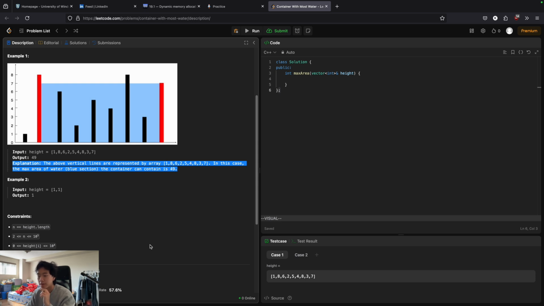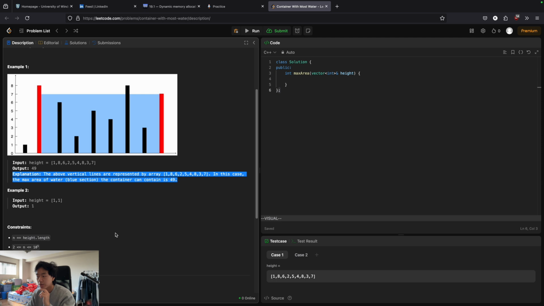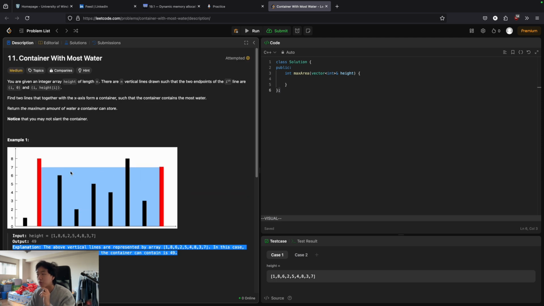Let's think about this. Okay, so what I'm thinking right now is we have two pointers. We have a pointer at the very end, and we have a pointer at the very start. And then here we'll have 7 and 1. And we're gonna calculate the area.